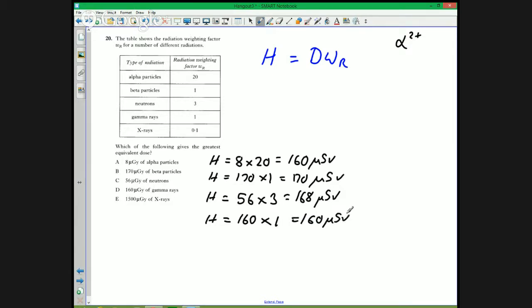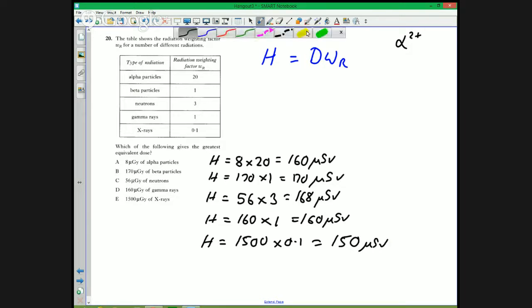And our last one then, 1,500 micrograys of X-rays. We should see what's happening now. 1,500 times X-rays, 0.1, and that's going to give us 150 microsieverts. So the one which has got the greatest equivalent dose will be, in fact, the beta one with 170 microsieverts.